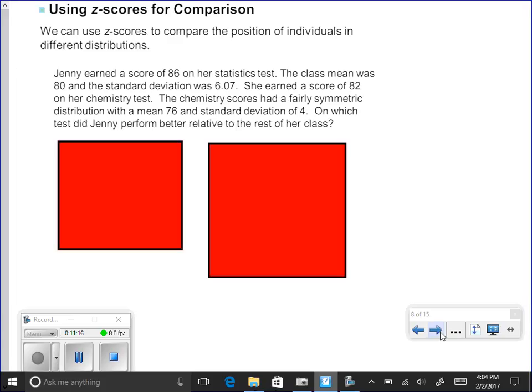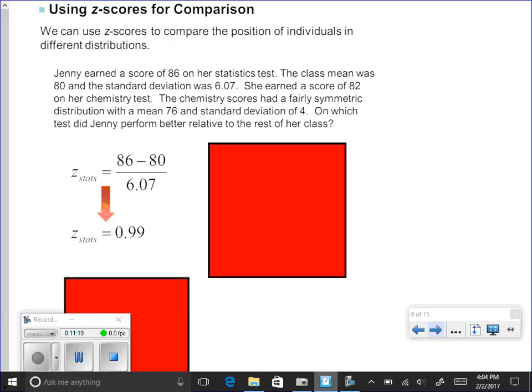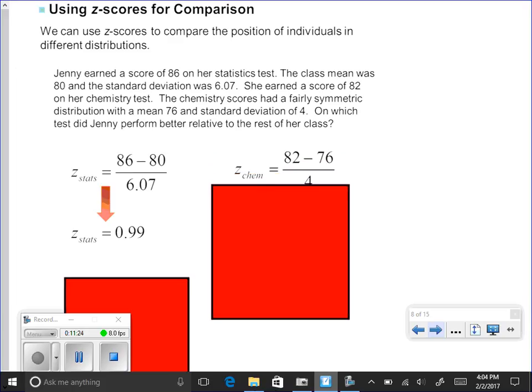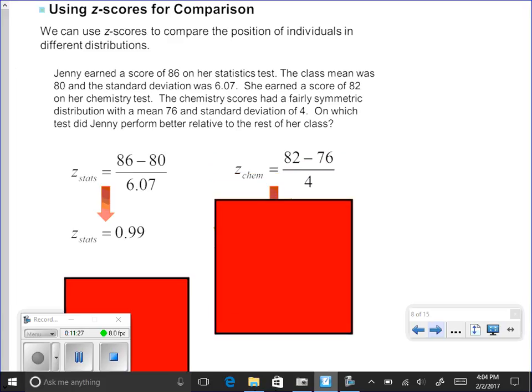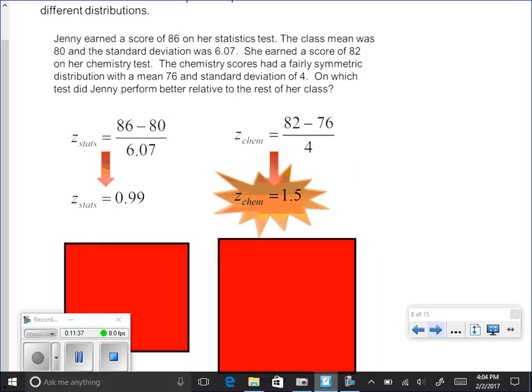So we actually already calculated the standardized score for stats. Let's go ahead and do it for chemistry. So we would subtract 82 minus the mean for chemistry, which is 76, and divide by the standard deviation of 4. So her chemistry standardized score was 1.5. So even though her score in chemistry was lower, she did better compared to the rest of her class. She was 1.5 standard deviations above the mean in chemistry, while she was only about 1 standard deviation above the mean in stats.